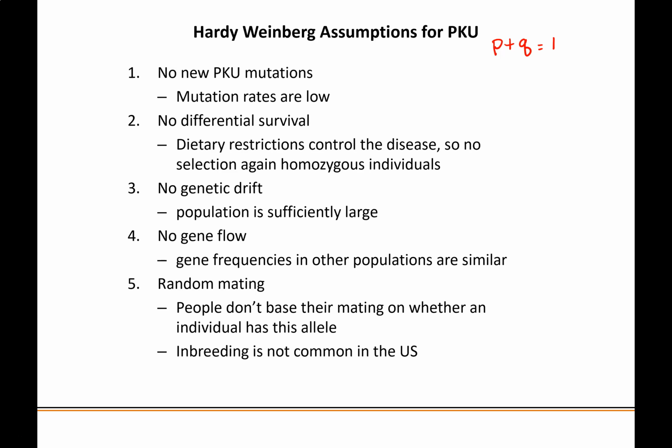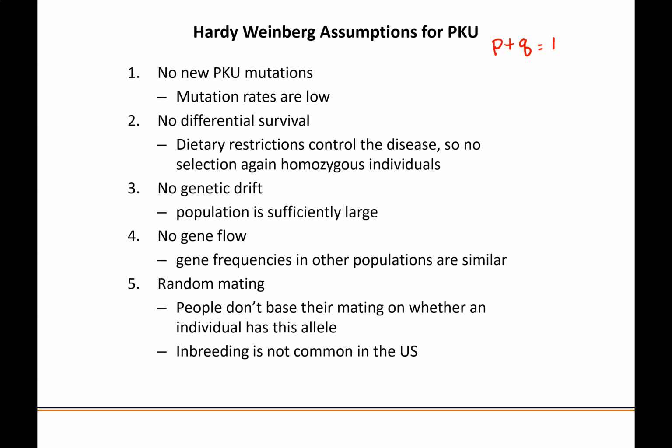We can assume that there's no gene flow because gene frequencies for PKU in other populations, other countries, are similar to the United States. So even if there is gene flow, the rate of people with PKU coming in should be the same rate as people with PKU in the United States. So they should be moving and flowing at the same frequency.